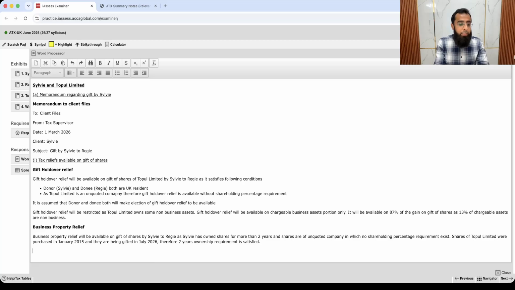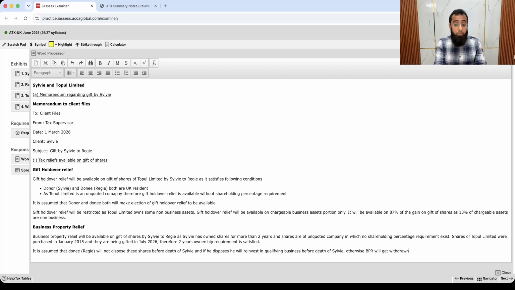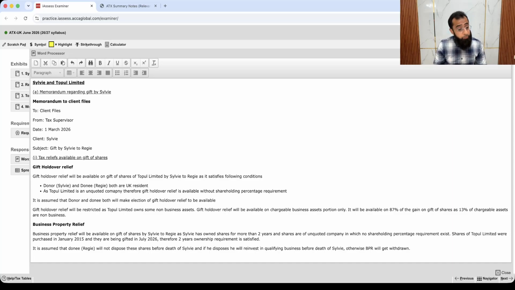It is assumed that the donee, who is Regi, will not dispose of these shares before the death of Sylvie. And if he disposes, he will reinvest in a qualifying business before the death of Sylvie. Otherwise, BPR will get withdrawn. So this is the possible assumption.